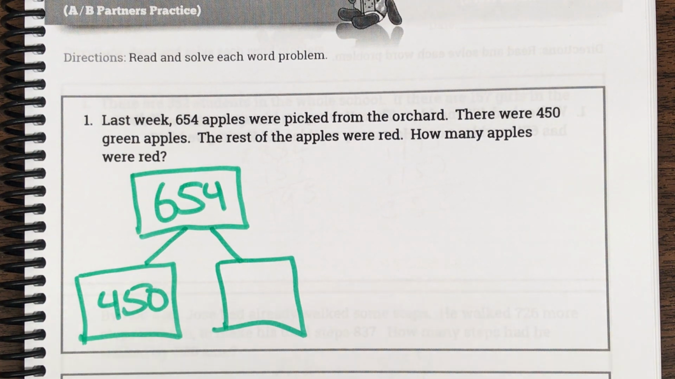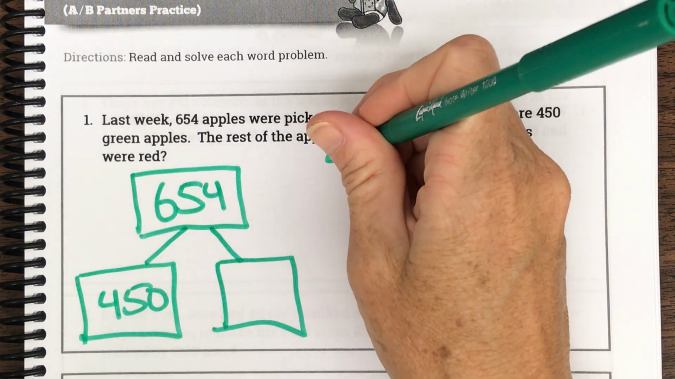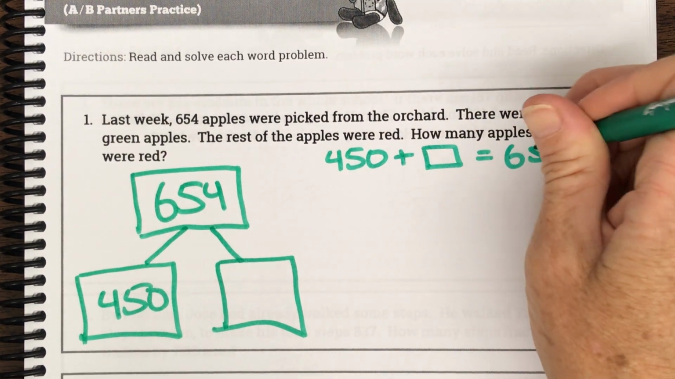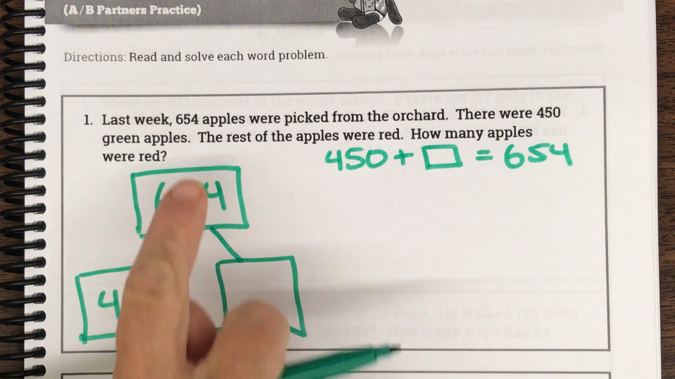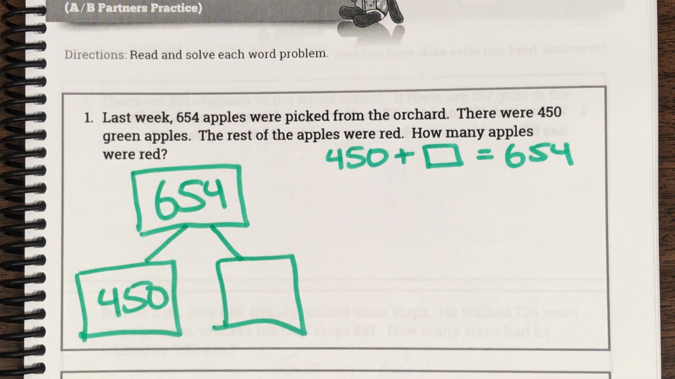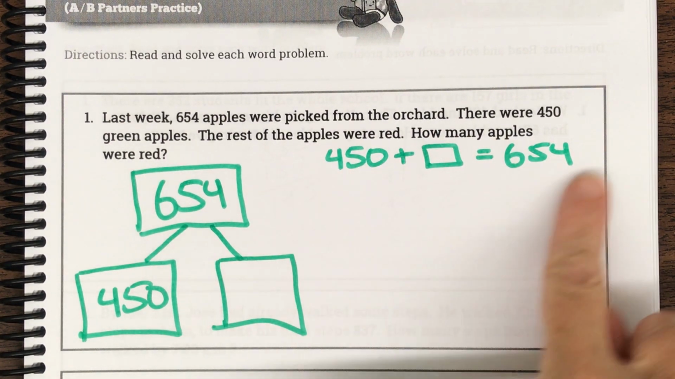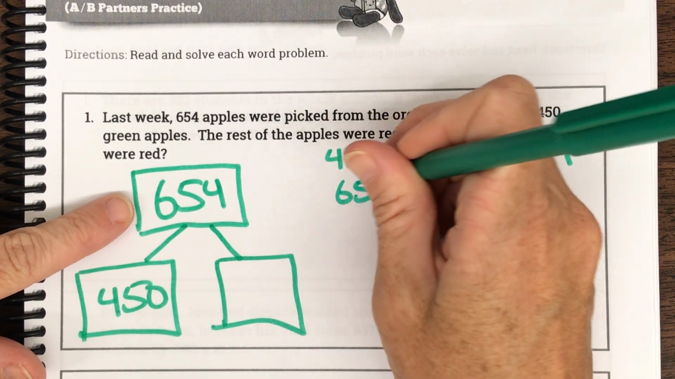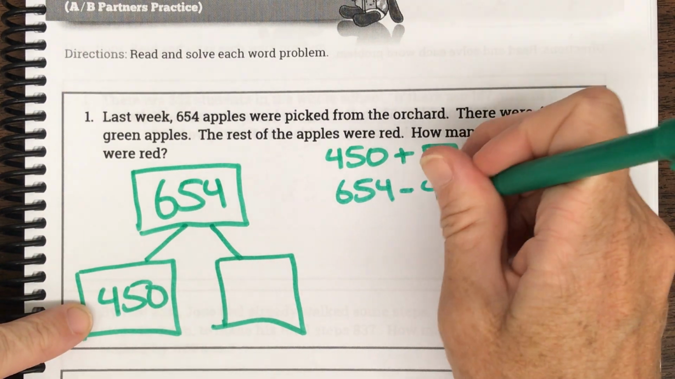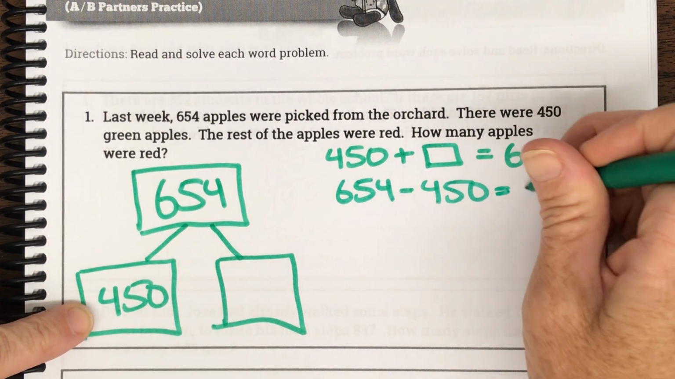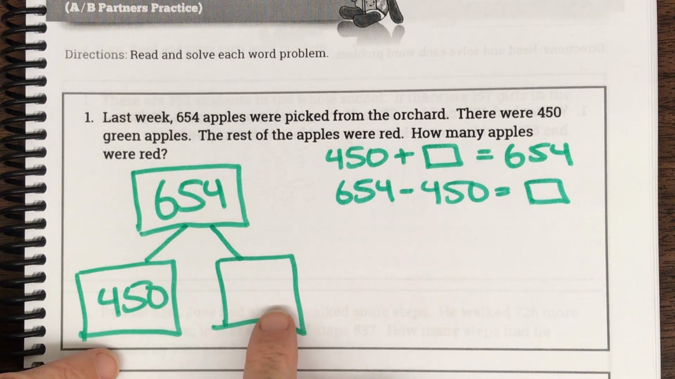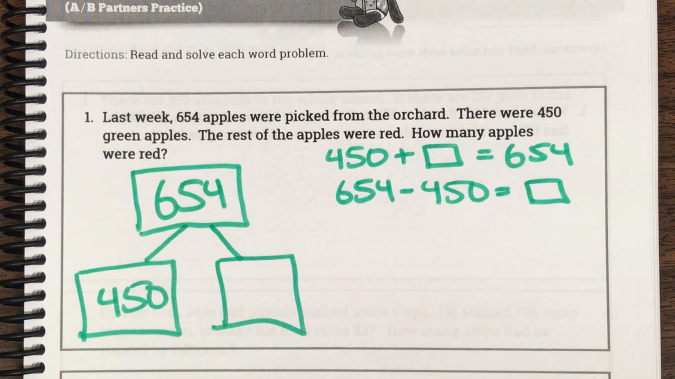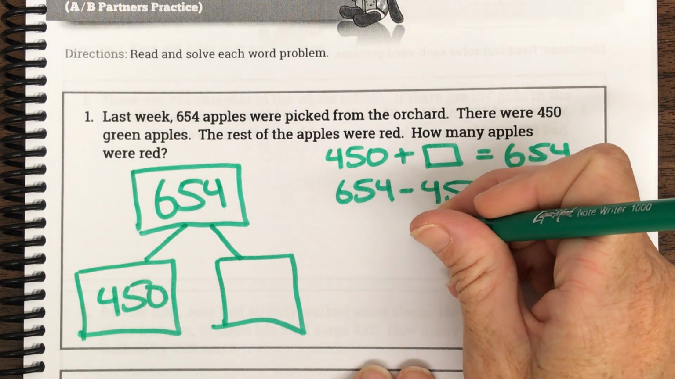Okay, we know that if I add my 2 parts, 450 plus this part, I'm going to get 654. My 2 parts are going to equal my total. I can do the inverse, which means the opposite operation, and I also know that if I have my whole and I take away one of the parts, I'm going to get the other part. So this is the equation that we can set up as our algorithm. So let's set it up in working form.